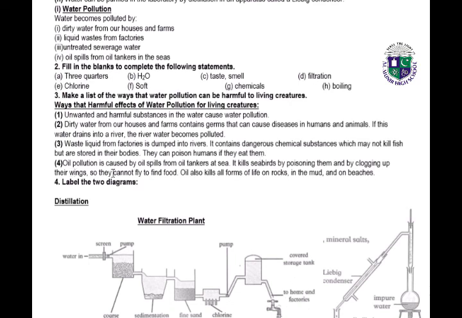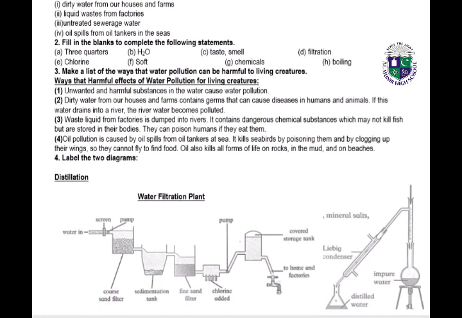Number 4, oil pollution is caused by oil spills from oil tankers at sea. It kills seabirds by poisoning them and by clogging up their wings so they cannot fly to find food. Oil also kills all forms of life on rocks, in the mud and on beaches. Next, in the last, you have to label these two diagrams which I have discussed and explained in the unit number 6. So students, you must look at these figures and label them properly with the help of the given pictures in your unit.